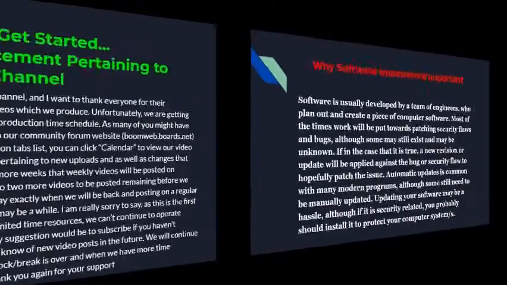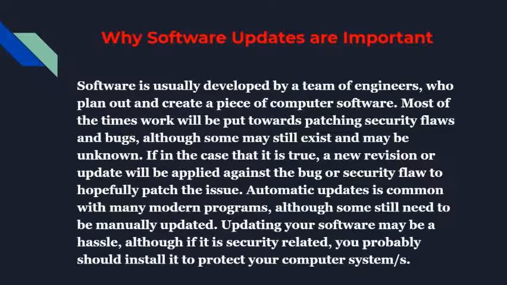Now let's get into the actual content for this video. Why software updates are important. Software is usually developed by a team of engineers who plan out and create a piece of computer software. Most of the time there will be some time allocated for patching software security flaws and bugs, although some of them still may exist and may be unknown. So if that case is true, then a new revision or update will be applied against the bug or security flaw to hopefully patch the issue once it's recognized by the team of developers.